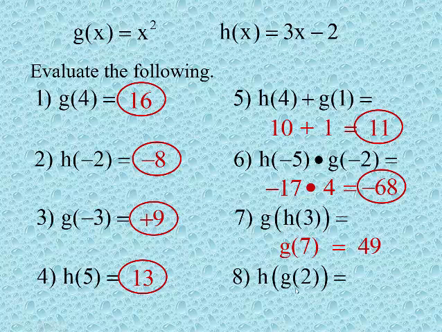Another one, just for practice. h of g of 2. We'll find out what's the inside. g of 2 gets me 4, because 2 squared is 4. h of 4, 3 times 4 minus 2. All right, well, 3 times 4 is 12, minus 2 gets me 10.